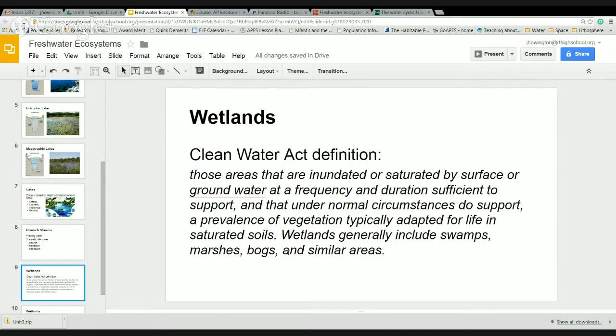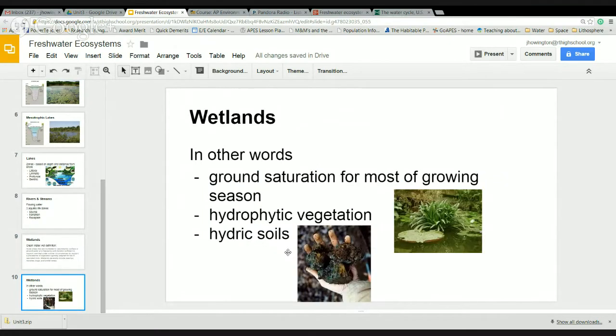That's a big, crazy, long definition, and you don't need to know it word for word. You do need to know that wetlands must have 3 things to be a wetland. They must have ground that is saturated for most of the growing season. The water needs to be within a foot of the surface for a long enough period of the growing season to support hydrophytic vegetation.